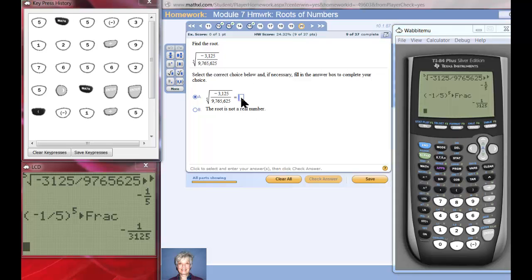Let's see what this says. Negative, toolbar, fraction tool, 1/5. Well, it says I'm right. So I am going to hazard a guess that if we just took this number in here, we would get that. It would simplify down to that. I betcha. All right, let's try it.